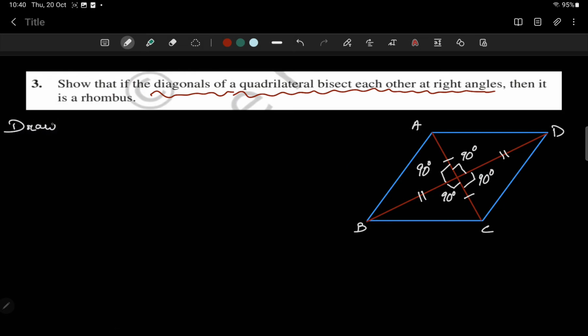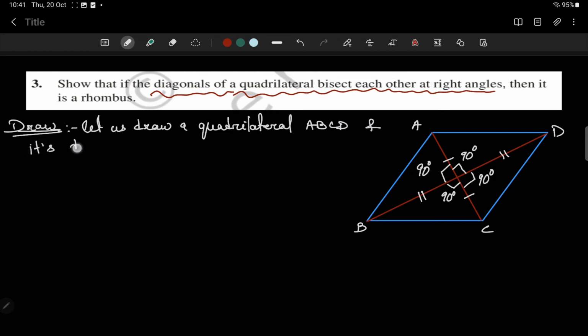Draw. Let us draw a quadrilateral, quadrilateral ABCD, and its diagonals AC and BD. Okay, first you drew that.